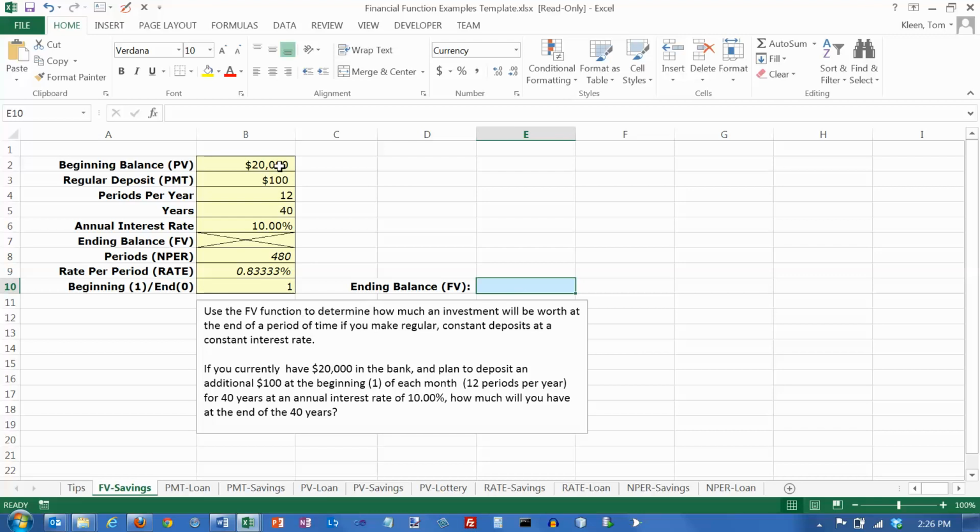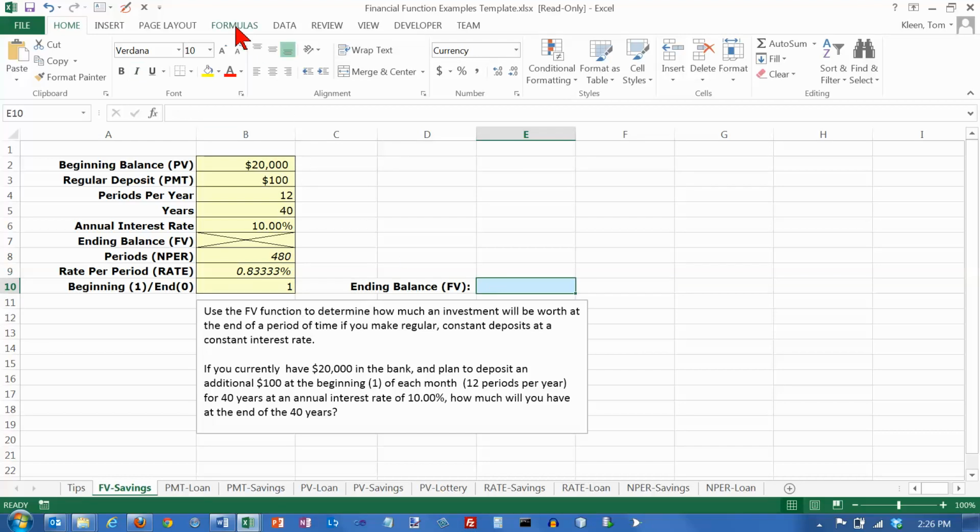Now that we've identified all of our data, these two things that we've also computed here are crucial. Otherwise, if we don't use these numbers for the number of periods and the rate per period, we're not going to get the right answer. So it's important that you not only determine the number of periods per year and the number of years and the annual rate, but that you compute the number of periods and the rate per period. So once you've done those, then we can figure out how much money we're going to have by using the future value function.